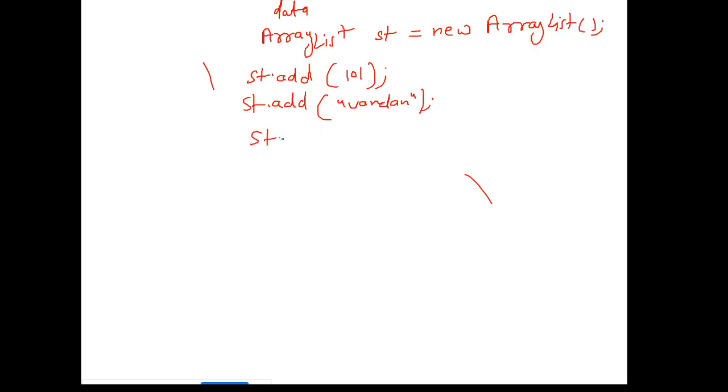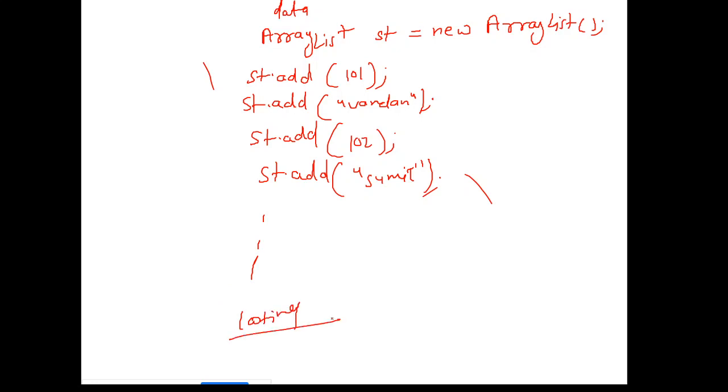Similarly, st dot add roll number 102, st dot add Sumit, and this will go on 100 times, right? But what is the drawback with array list?